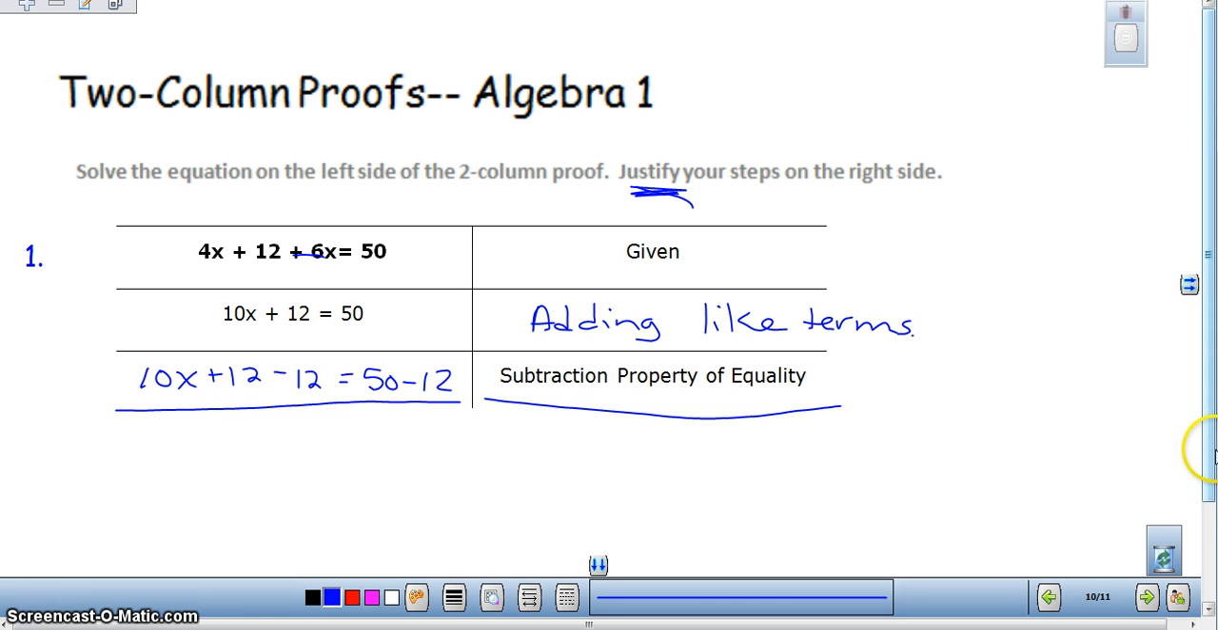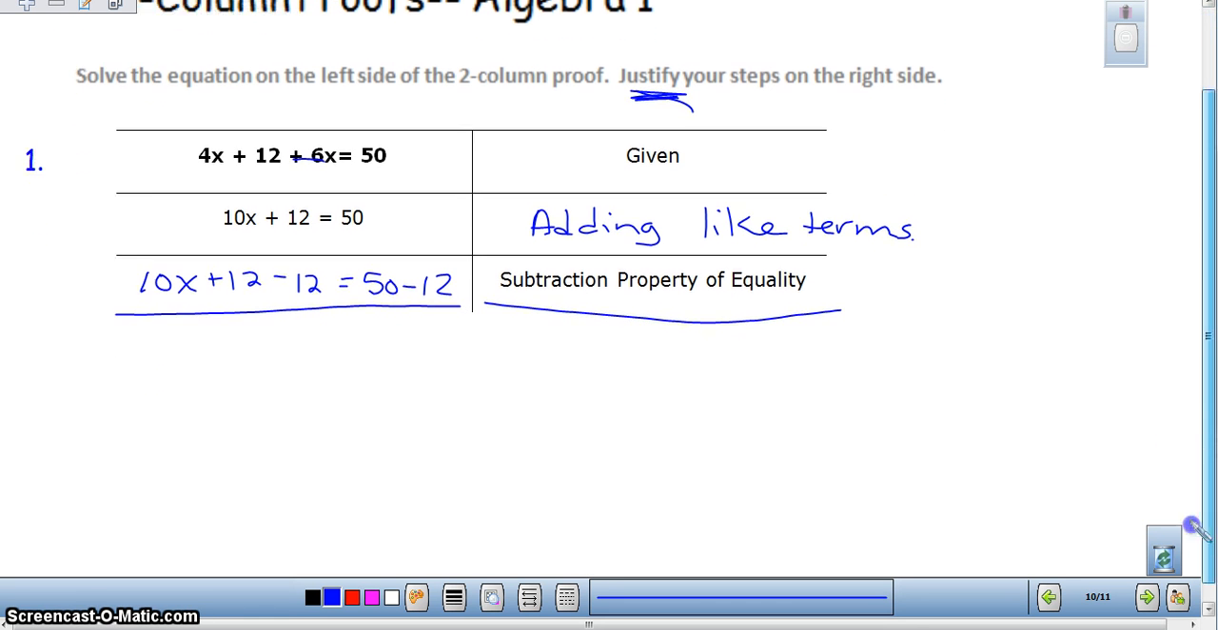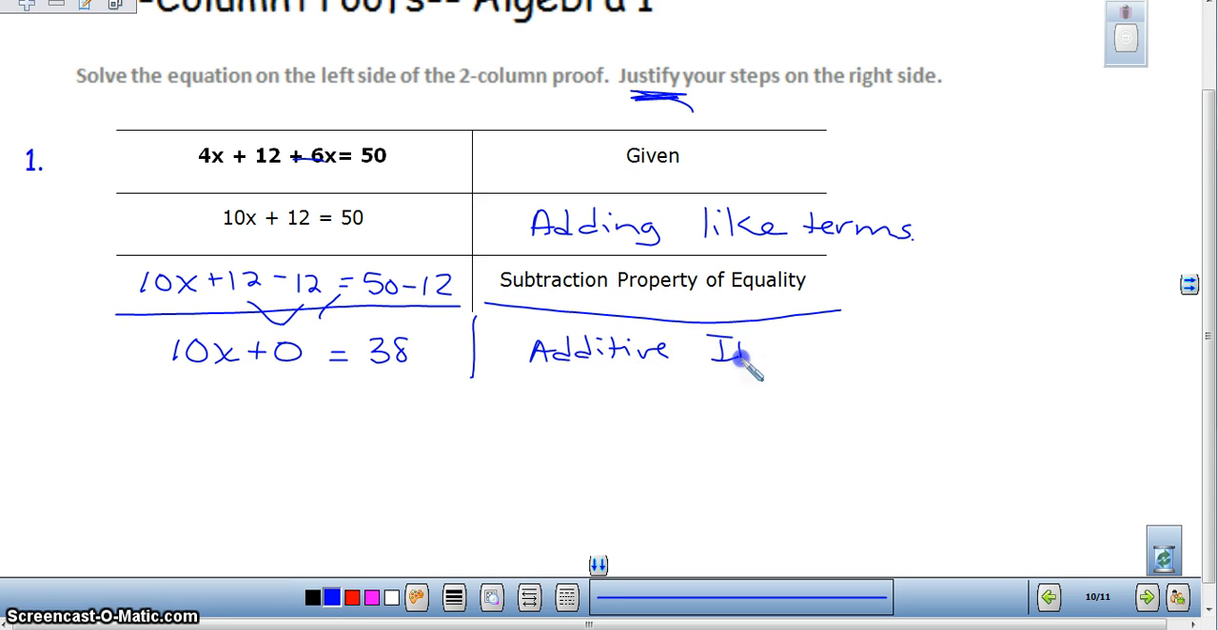Next step, and in some of these showing all the steps, even though you're really thinking, all right, I don't need to do that. 10x plus 0 equals, on this side, 38. Well, how did we get 0? By adding 12 and negative 12. That is our additive inverse property. If we look at the next step, 10x plus 0 would give us 10x. What lets us add 0 to any number and get what we started with? That is our additive identity.